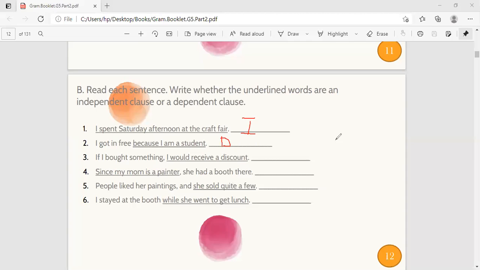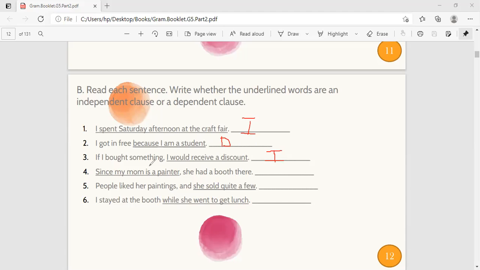Ali Tahini. Ali, it's the last time I call your name. Yalla ya Ali. Number 3. Please, hurry up. If I bought something, I would receive a discount. I would receive a discount. This is what? Independent. Yes, it's independent. Thank you, Ali.